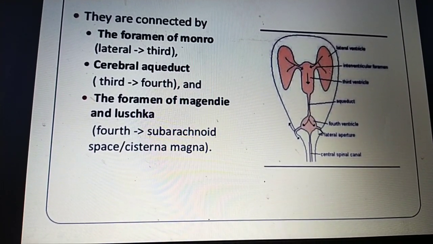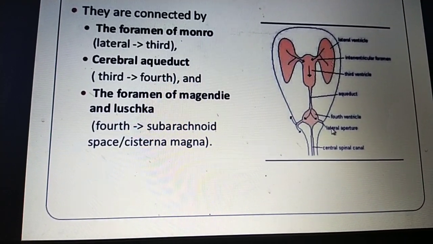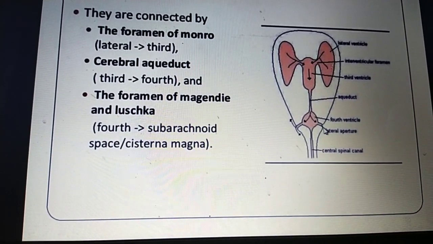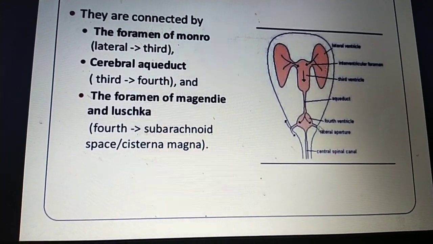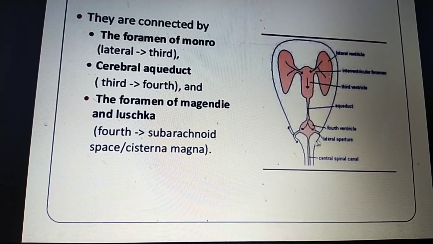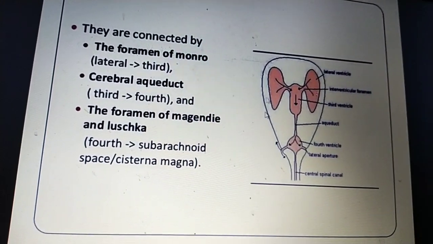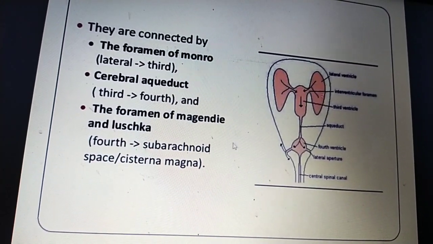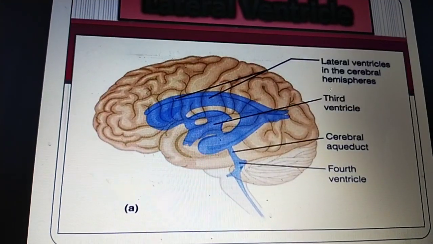You can see this is the fourth ventricle, and these are the lateral apertures and the central aperture, leading to the cisterna magna and subarachnoid space from the fourth ventricle. These are the three connections present in these cavities. These cavities means what? Ventricles. You can go for the next slide.